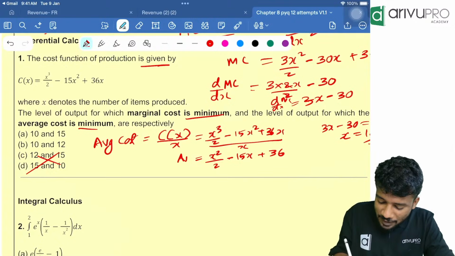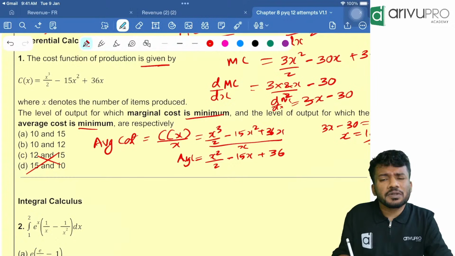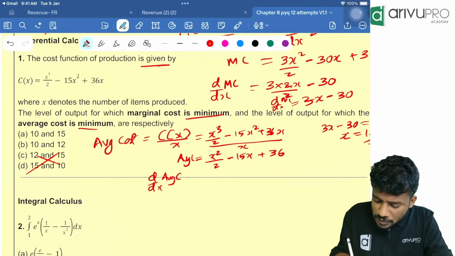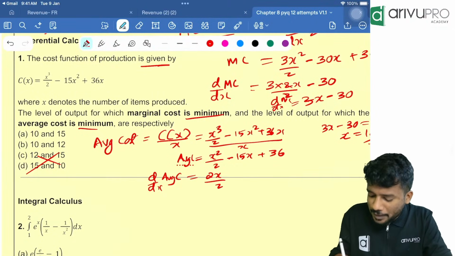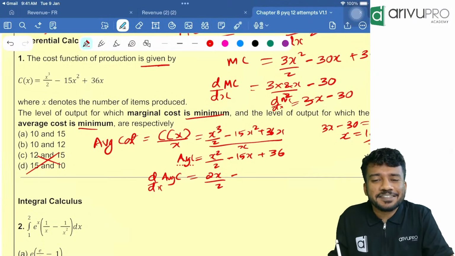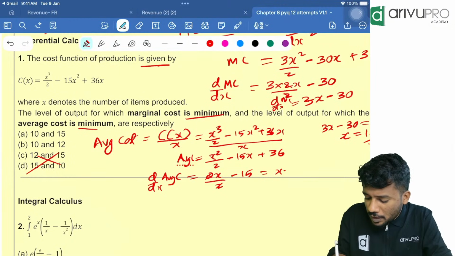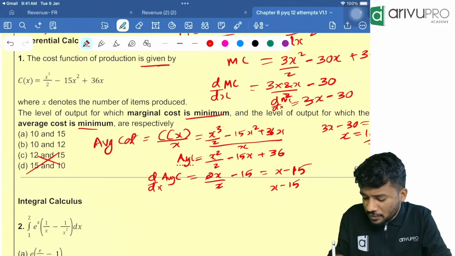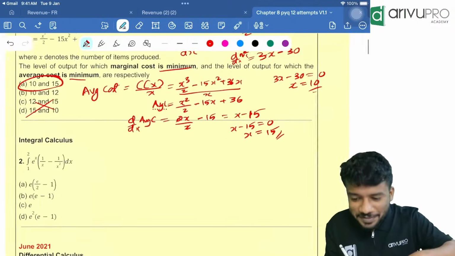That is average cost. They are asking for the minimum value of average cost. You need to take the derivative d by dx of average cost, which is equal to the derivative of x square by 2, that is 2x divided by 2, minus derivative of 15x, which is 15. So the 2 cancels, which gives x minus 15. Equate it to 0. That means x minus 15 is equal to 0, x is equal to 15. Option 10 comma 15, the first option is your answer.